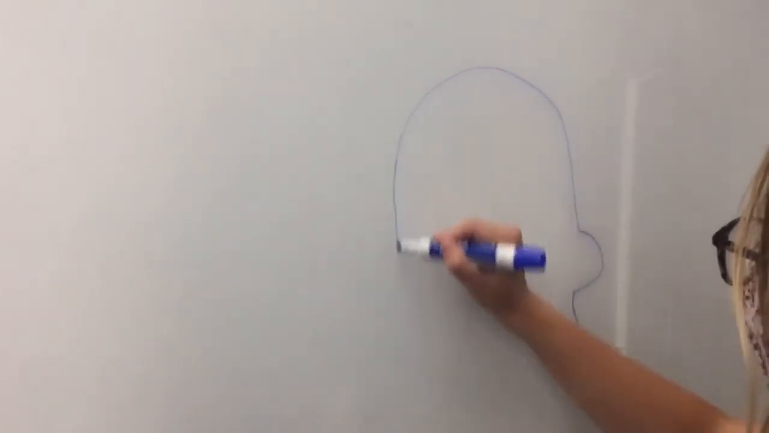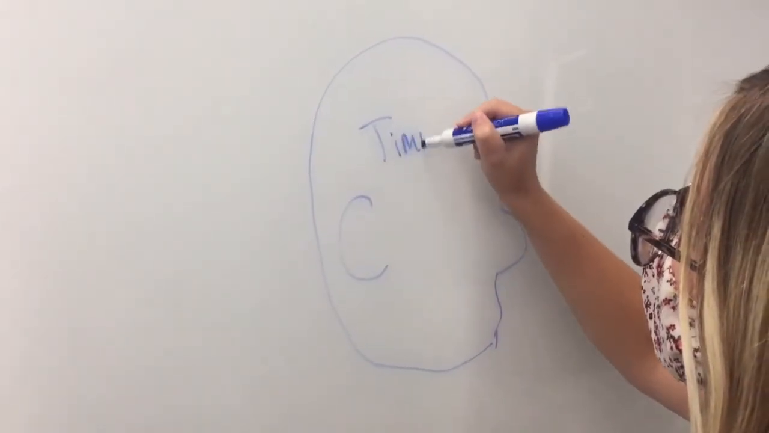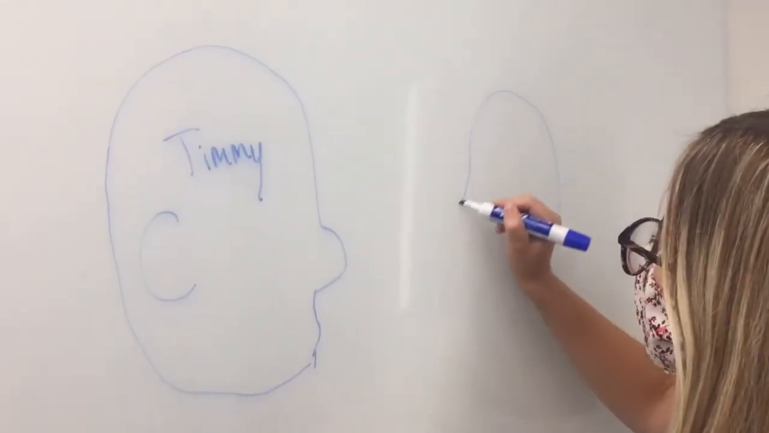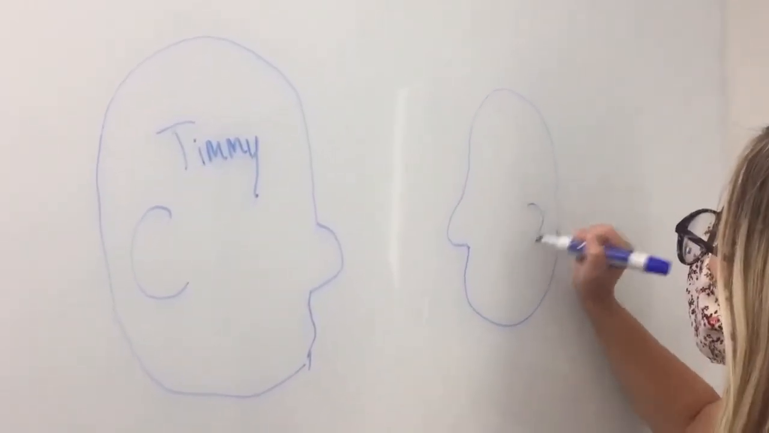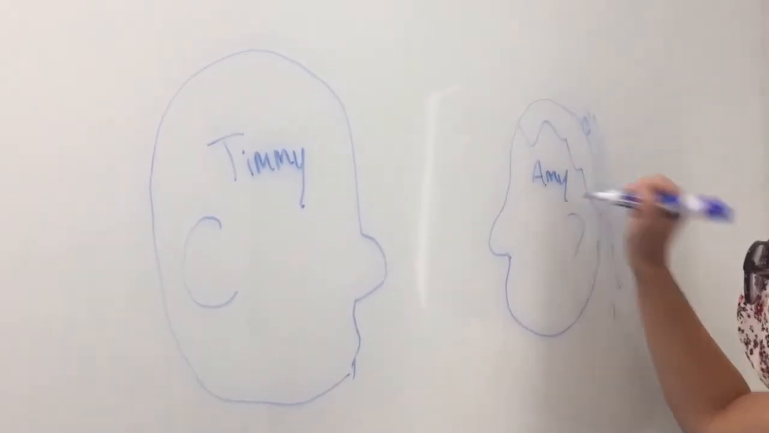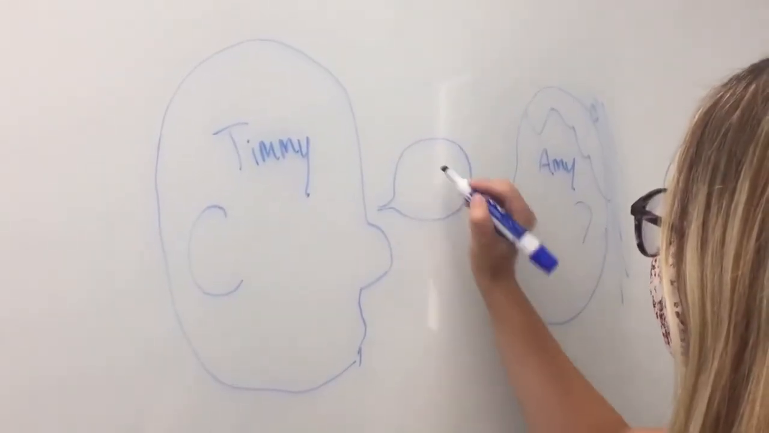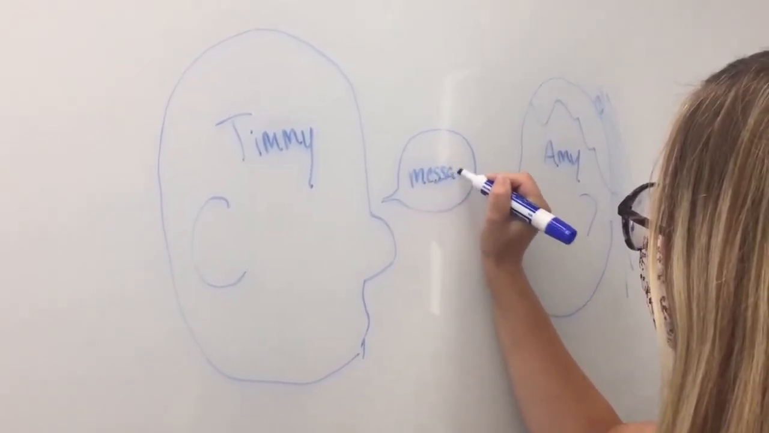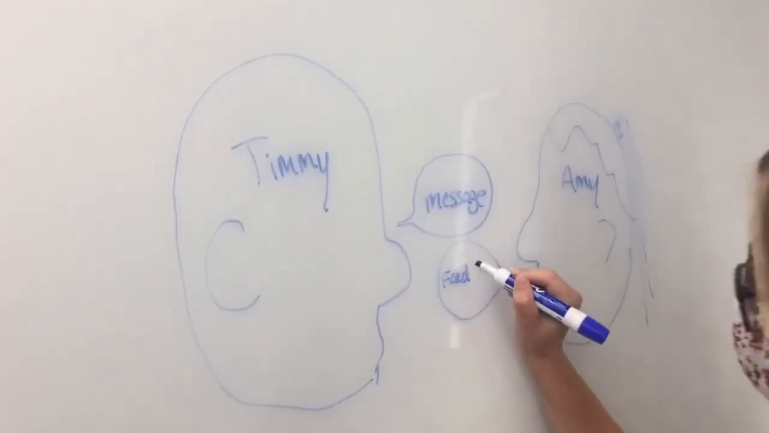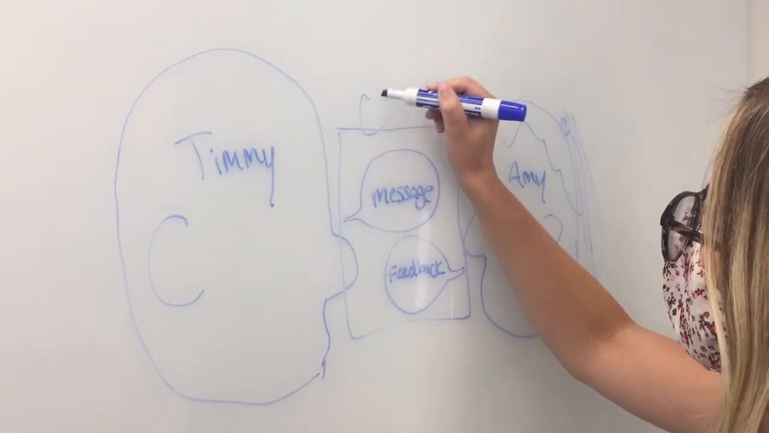To create the transactional model, you're going to start with a speaker. This one is called Timmy. And then you're going to add a listener. This one's name is Amy. The speaker sends a message to the listener, and then the listener produces an answer, called feedback. The method in which the message and feedback are exchanged is called a channel.